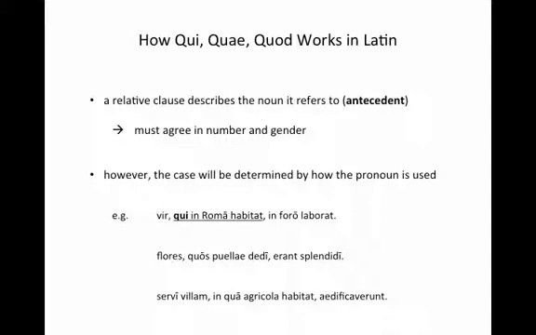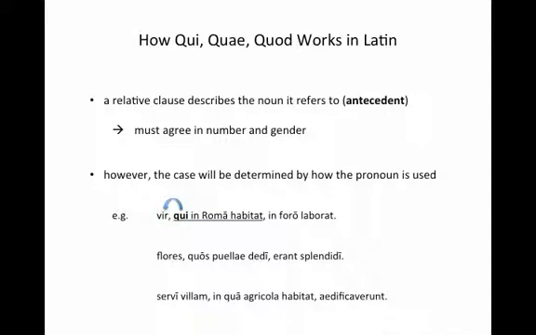And it's clear in this sentence that qui is working as the subject of habitat, and that is why it is in the nominative. It's also masculine and singular because it refers back to vir, which is its antecedent. So "the man who is living in Rome works in the forum" is our sentence. Our subordinate clause is just "who is living in Rome." Note in this sentence, who, qui, is the subject, and that's why it's in the nominative.